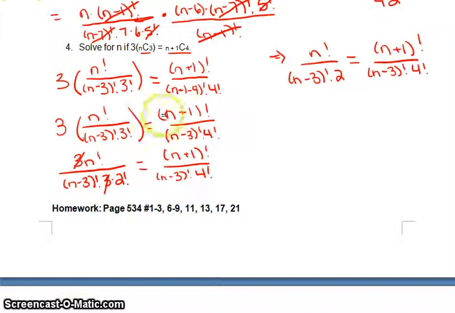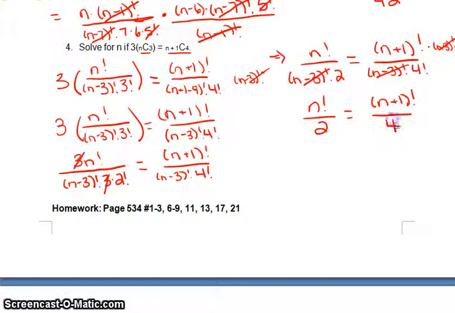But what our next step is, if you guys notice, we have n minus 3 factorial on both sides in the denominator. And we can do this because there's an equal sign. So what we're going to do is multiply both sides by n minus 3 factorial. Then those will cancel out. So it actually worked out very nicely. So what we're left with there is n factorial, divide that by 2, is equal to n plus 1 factorial, divide that by 4 factorial.